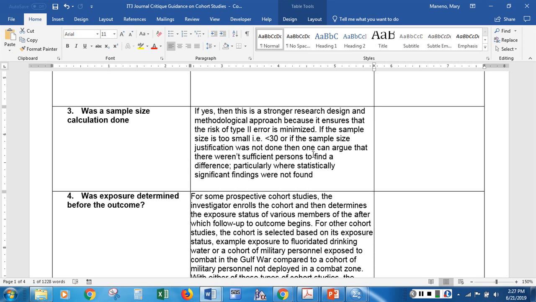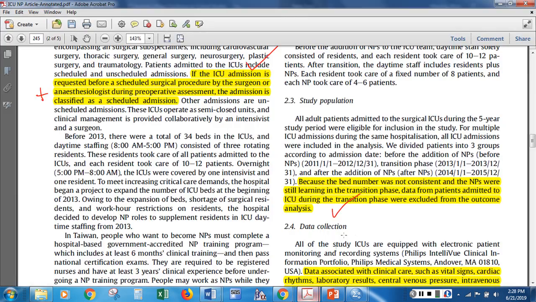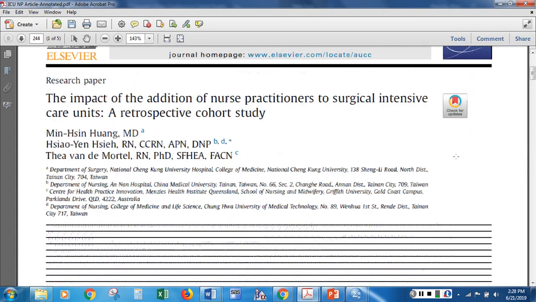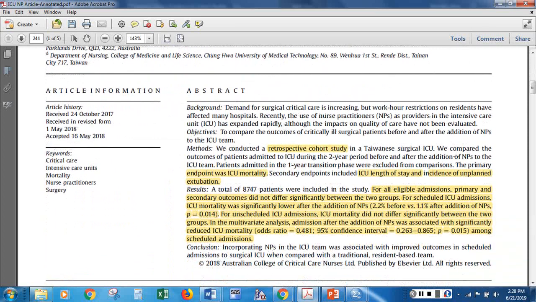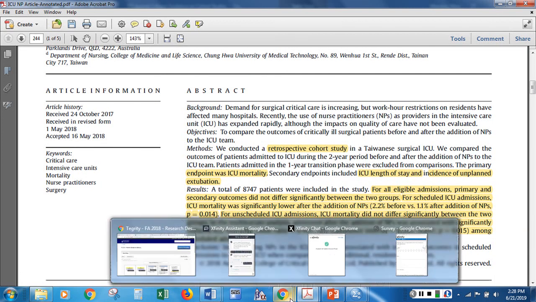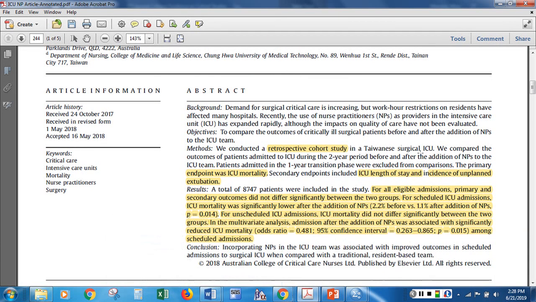For example, in our study, the effect of nurse practitioner addition was only found for those admissions that were, let me go back and point to the results so that we can remind ourselves. Okay, so the effect was for scheduled admissions only, remember? But for unscheduled admissions, there was no difference. And if a sample size calculation wasn't done, someone could always point out, well, maybe if you had enough sample size, you may have had enough records to be able to show a statistical difference.